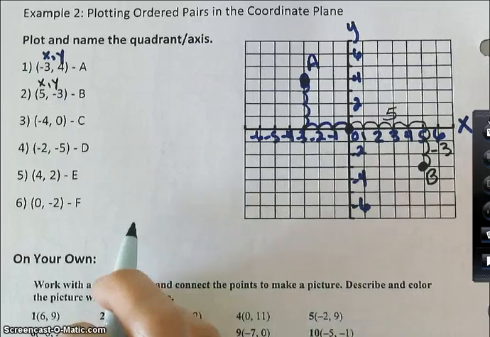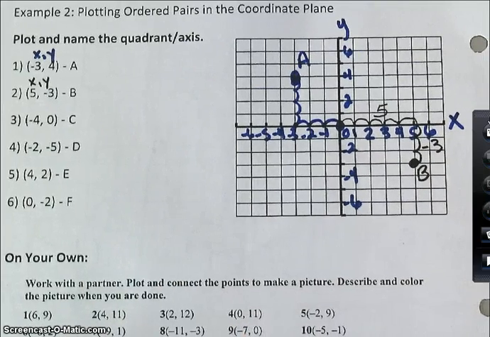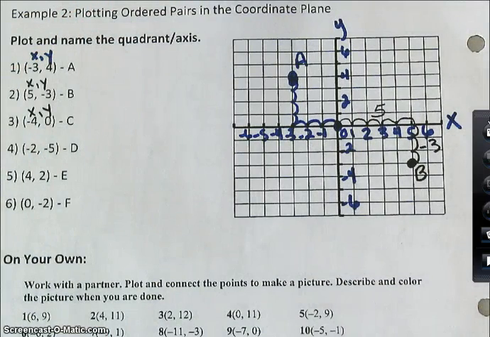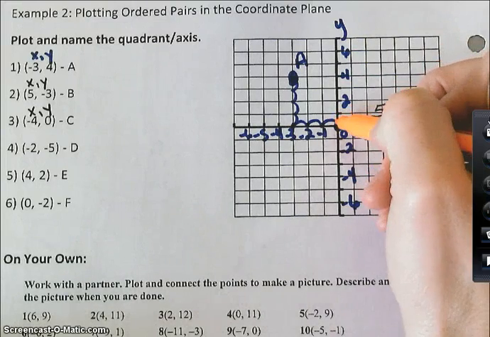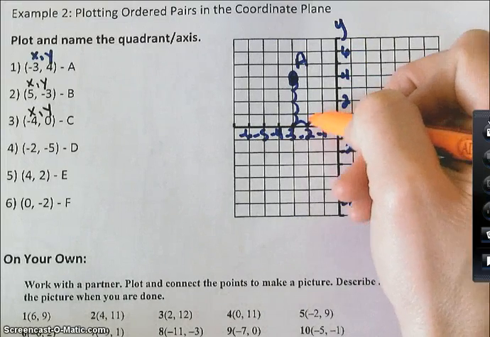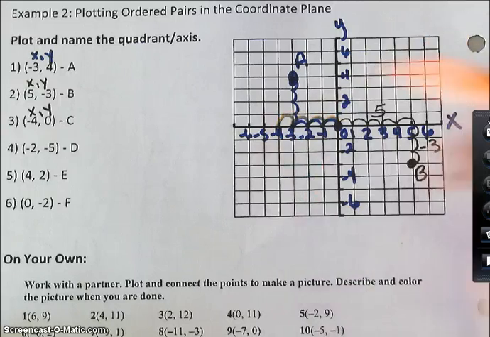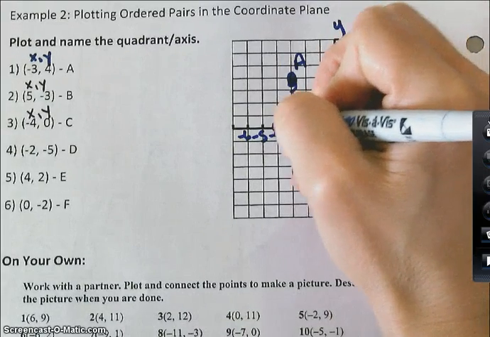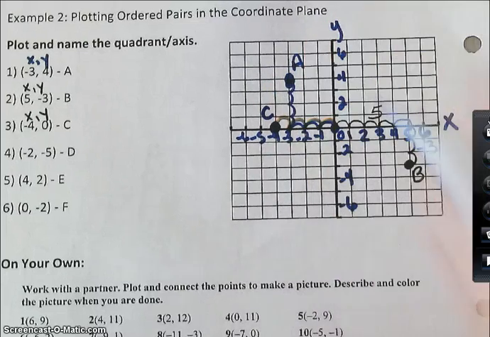Now let's look at number 3. -4, 0. Well, let's write our x and our y. And now I have to go to the left, -4. So I have to go 1, 2, 3, 4. Well, it says up or down 0. So then I'm done. So all I have to do is plot my point on -4, and that would be point C.